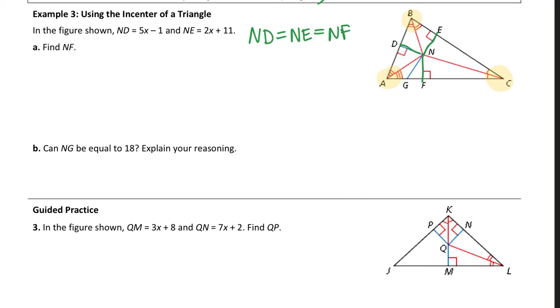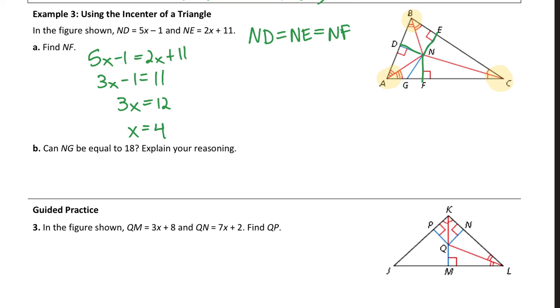So what I can say is that since ND and NE are congruent, I can say that 5x minus 1 equals 2x plus 11. So to solve this, I can subtract 2x from both sides to get 3x minus 1 equals 11. Add 1 to both sides to get 3x equals 12. That makes x equal to 4.